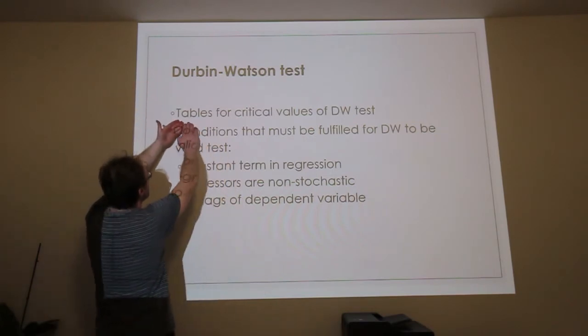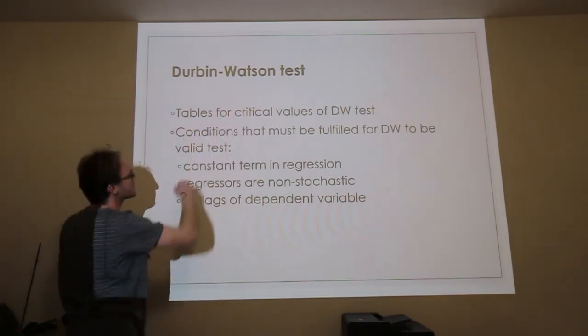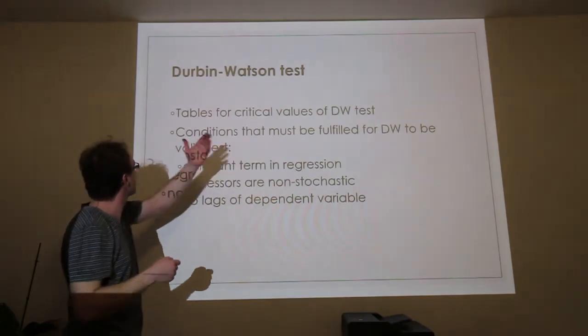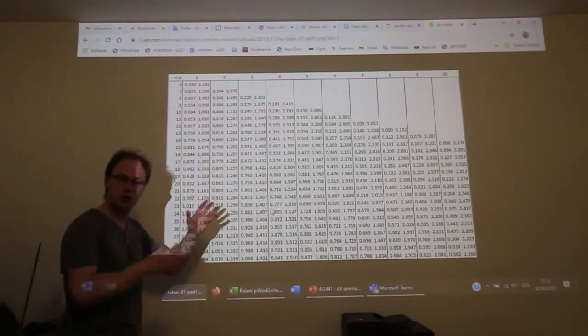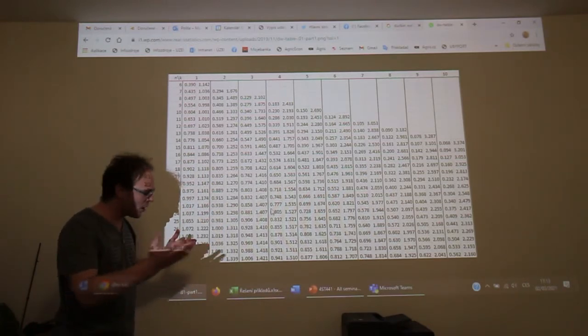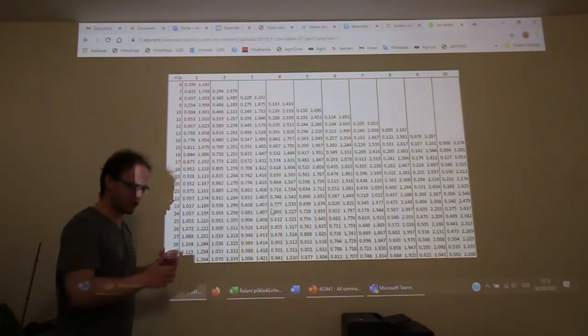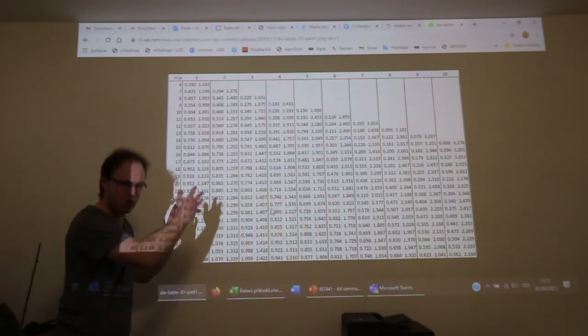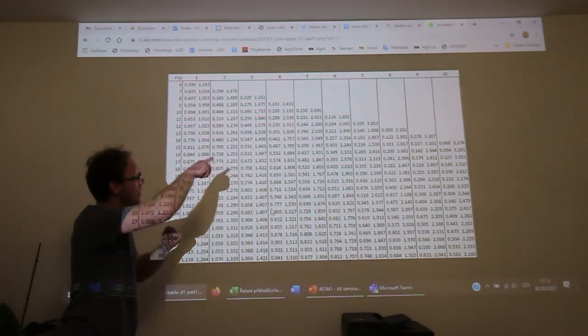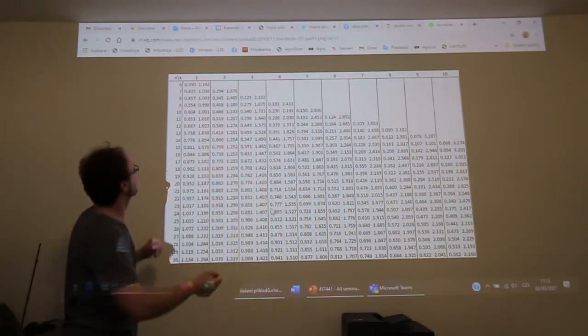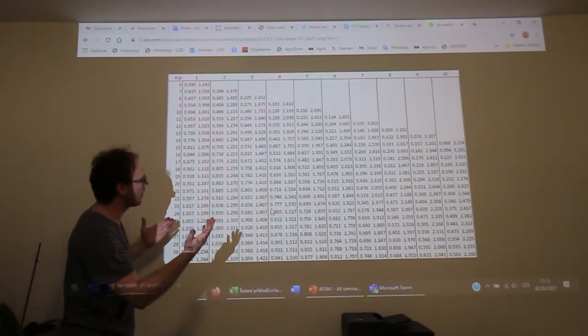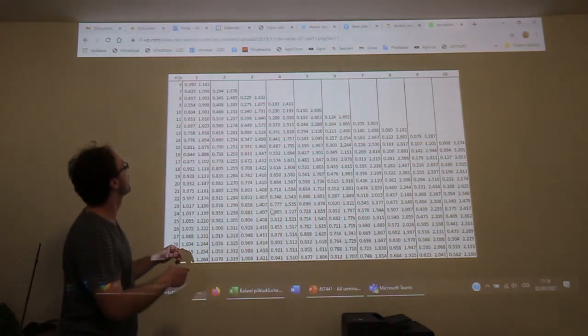I talked about tables for critical values of the Durbin-Watson test. We can, for example, use Google. If you write Durbin-Watson into the search engine and select pictures, you can find some picture of the table. This is a print screen of some table.